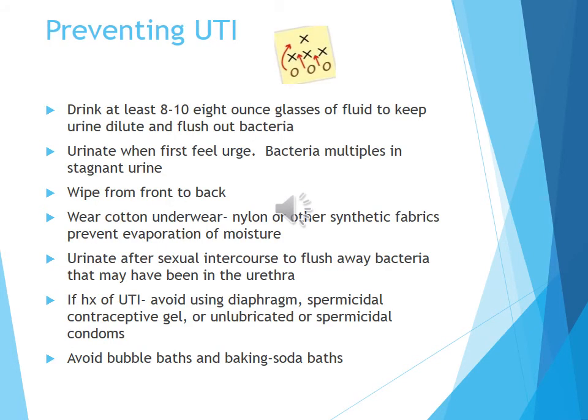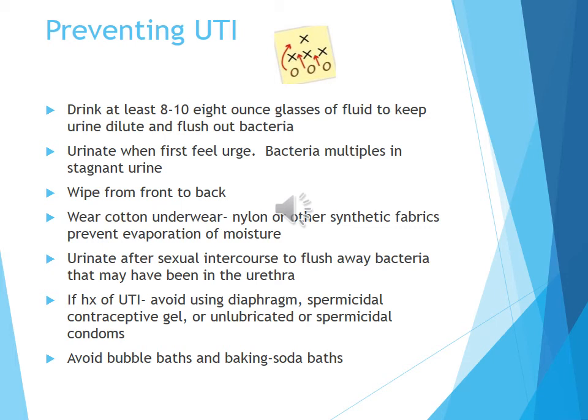The best way to prevent a UTI is to drink at least 8 to 10 8-ounce glasses of fluid to keep the urine dilute and flush out the bacteria. You want to urinate when you first feel the urge. The longer the urine stays in your bladder, it becomes stagnant and bacteria will multiply. You want to wipe from front to back. Wear cotton underwear, not nylon or synthetic fabrics, because they prevent evaporation of moisture.